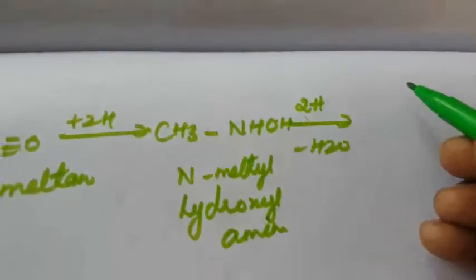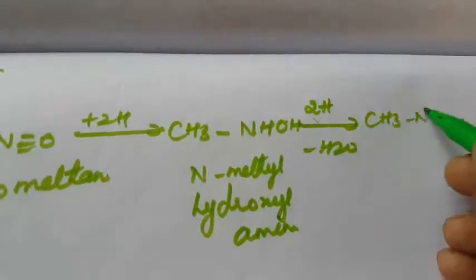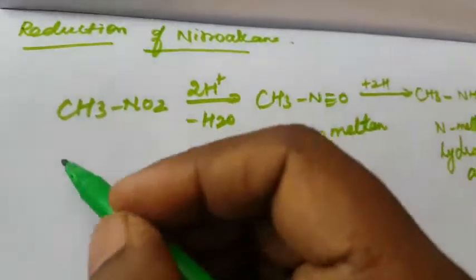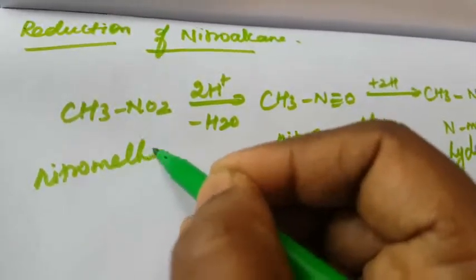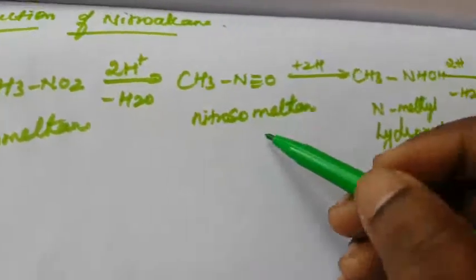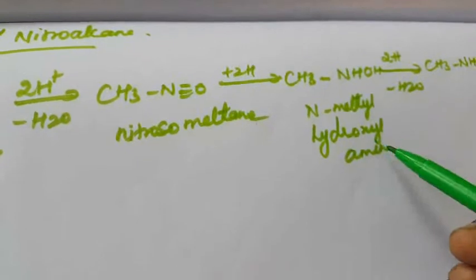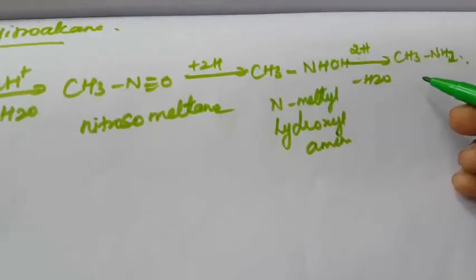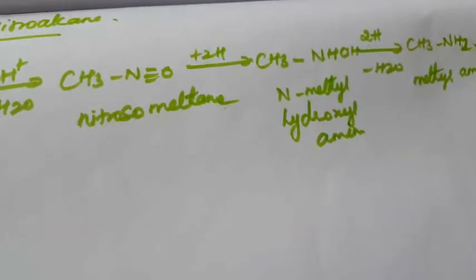To form methylamine. Okay, CH3NH2. So when nitromethane is reduced, it forms nitrosomethane, then N-methyl hydroxylamine, then what is this compound name? That is methylamine. Okay, so this is the first one. Second one.